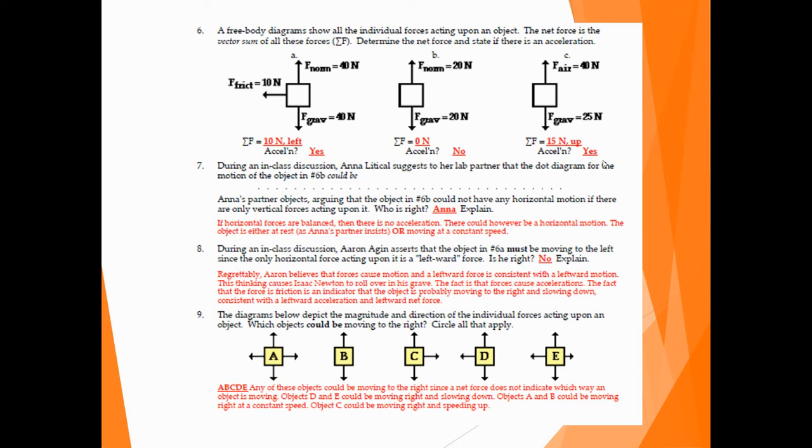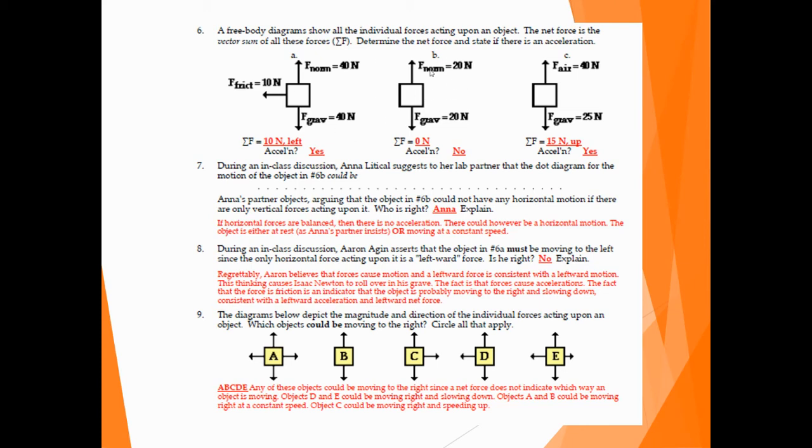Number 7, during an in-class discussion, Anna suggests to her lab partner that the dot diagram for the object in 6B could be what's shown here below. Anna's partner objects, arguing that the object in 6B could not have any horizontal motion if there are only vertical forces acting upon it. Who is right? Well, let's just take a look.